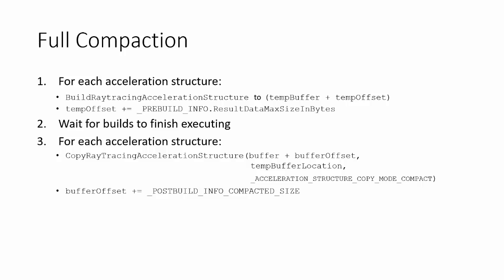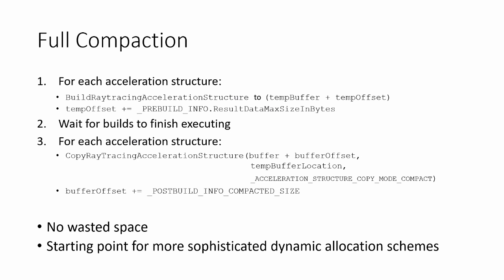Then once all the builds have finished and we have real size estimates, we do a second pass, loop over all the acceleration structures, and call copy ray tracing acceleration structure from the temporary buffer location into a real buffer, specifying the flag that we want to compact it. And then we can offset into our real buffer by the compacted size, which we know because we already did the build. This approach is going to not waste any space at all. And you can imagine this could be made more flexible. You could do more dynamic allocation if you have things that are animating. So this is a good kind of starting point to think about how to manage memory for geometry in ray tracing.